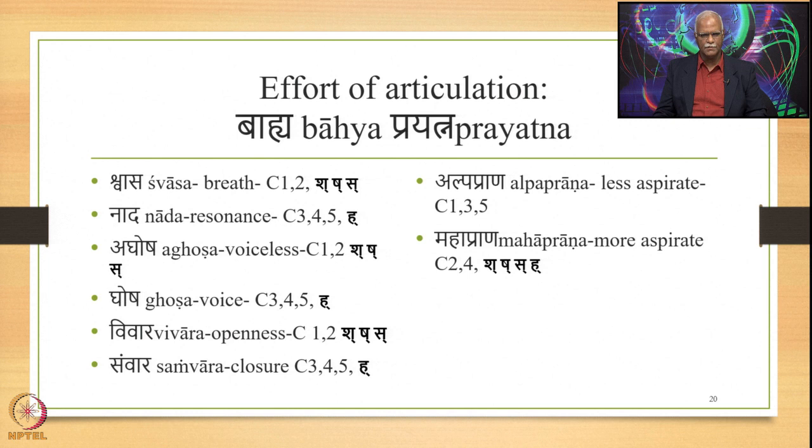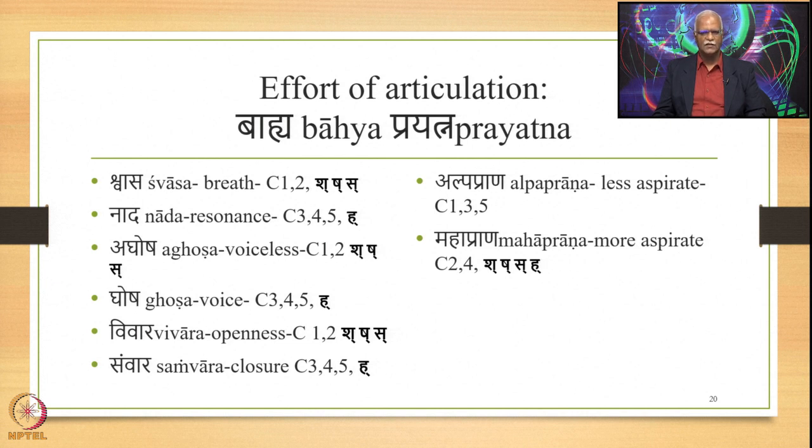Then we talk of the bahya prayatna, and here are the bahya prayatnas for you. Shvasa, which is breath, and this is the bahya prayatna of column 1 and 2 plus sha, sha and sa. Nada, resonance, this is the bahya prayatna of columns 3, 4 and 5 and ha. Aghosha, voiceless, this is the bahya prayatna of columns 1 and 2 and sha, sha, sa. Ghosha is the bahya prayatna of columns 3, 4 and 5 and ha. Vivara, openness, is the bahya prayatna of columns 1 and 2 and sha, sha, sa. And samvara, or the closure, is the bahya prayatna of columns 3, 4, 5 and ha. So each sound has multiple bahya prayatnas.